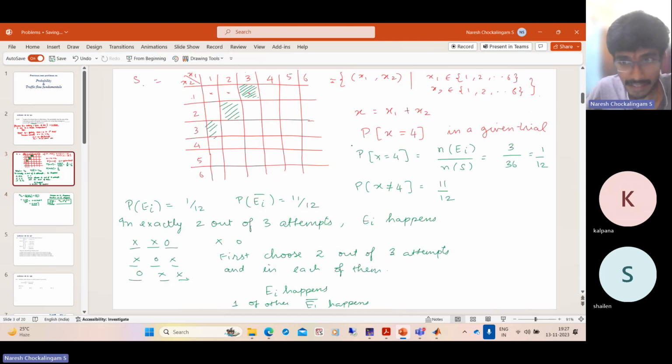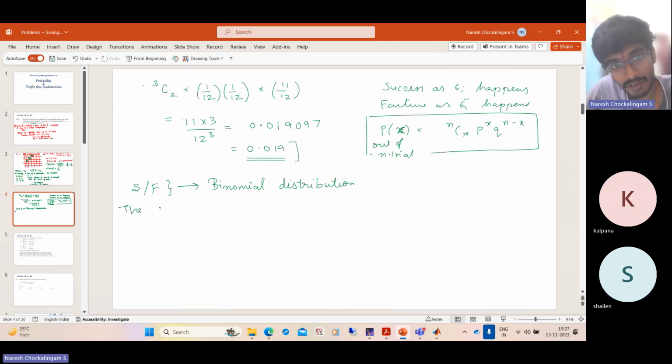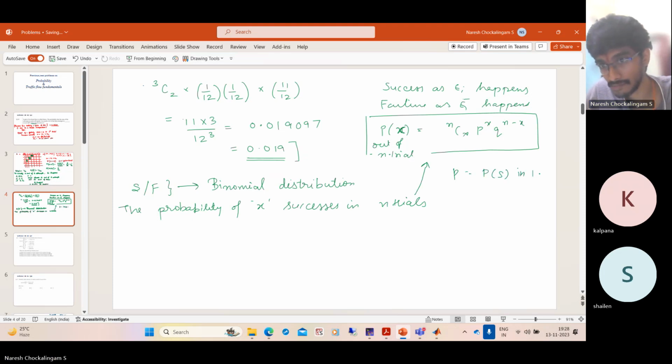Alternatively, this is a random variable. The other random variable, if you treat it as success or failure, right? For that, you have the random variable which follows the binomial distribution. So the probability of X successes in N trials is given by this, where p is the probability of success in 1 trial, and q is nothing but 1 minus p, the failure.